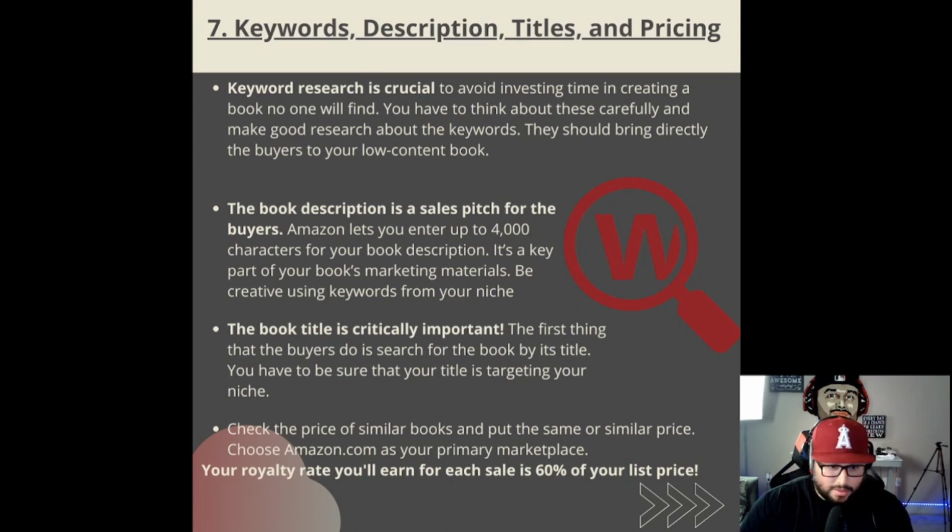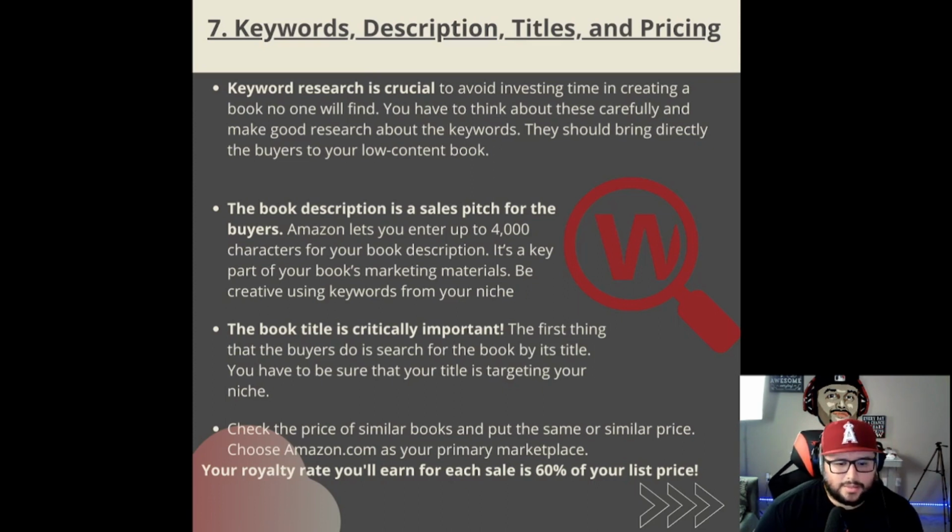So now the description. The book description is a sales pitch for the buyer. Amazon lets you put up to 4,000 characters for your book description. It's a key part of your marketing materials. Be creative using keywords from your niche. Make sure you have all the keywords in the description, and that it makes sense, of course. This is how you sell the customer the book. Be as descriptive as possible and make them want to purchase it. If the book is used for something, describe what people are using it for. If the customer goes to the description, they should know all the information about that book. For example, with a swimming logbook, they should know all the key points about the swimming logbook.